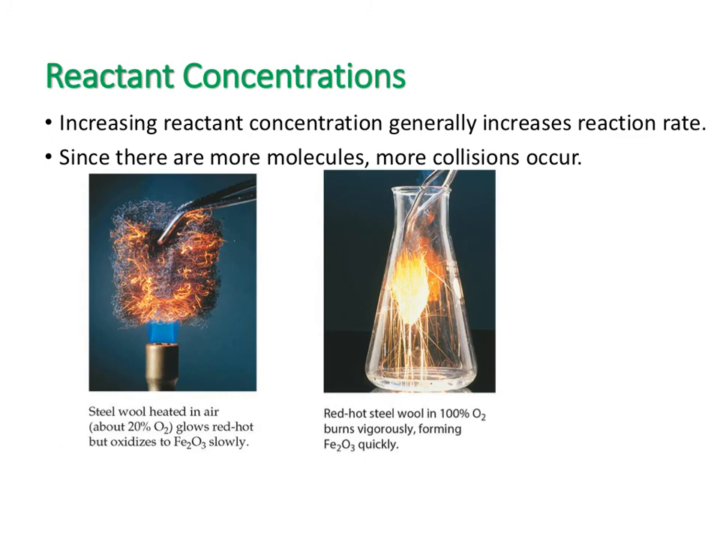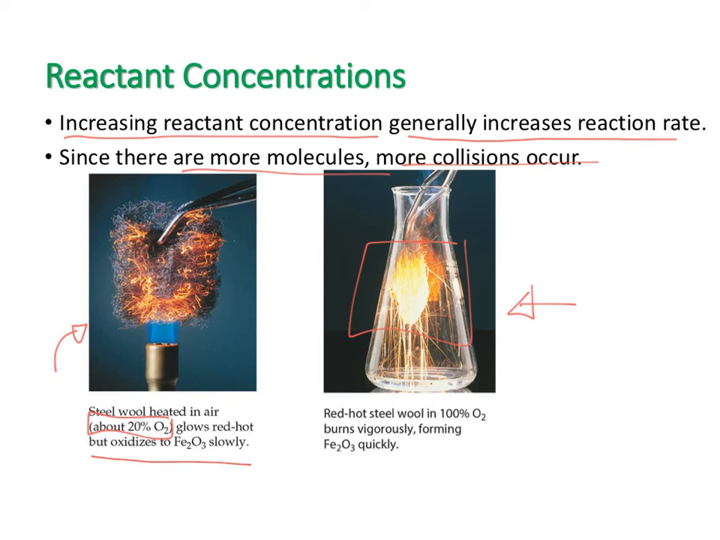Next, we have reactant concentration. The higher the concentration of your reactant, the more likely they're going to collide with each other. So this is going to increase the reaction rate. More molecules, more collisions occur. To show you an example, here we have steel wool reacting with 20% O2, and you can see it's burning. Any type of burning is just reacting with O2. Here we have steel wool in 100% O2, and you can see how it really lights up. So it's reacting a lot faster because you have more oxygen.